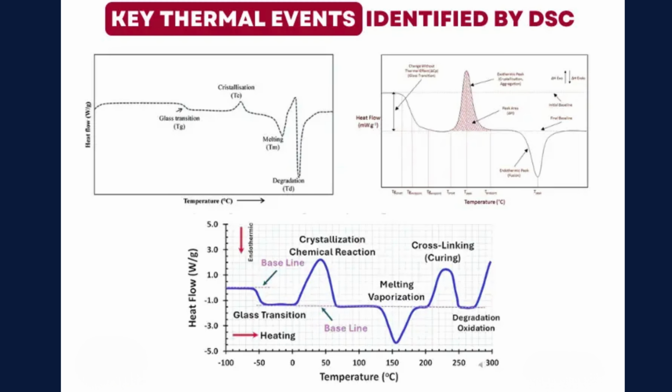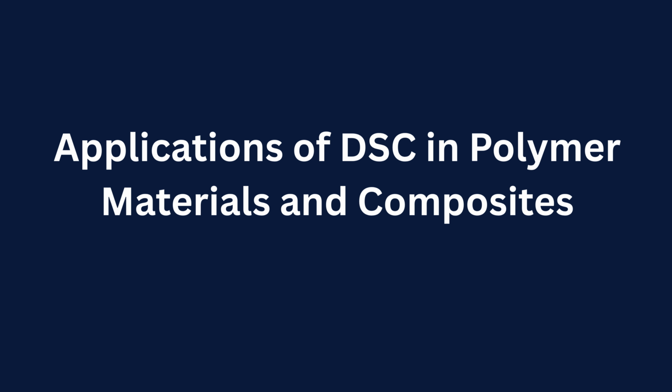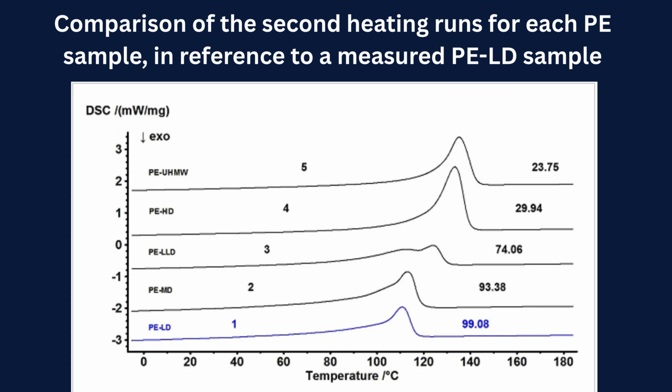Thermal stability and degradation. DSC can identify decomposition events, oxidative reactions, and thermal aging phenomena. When combined with thermogravimetric analysis, TGA, DSC provides a comprehensive understanding of thermal stability. Applications of DSC in polymer materials and composites. DSC is extensively used throughout polymer research, product development, manufacturing, and quality assurance.